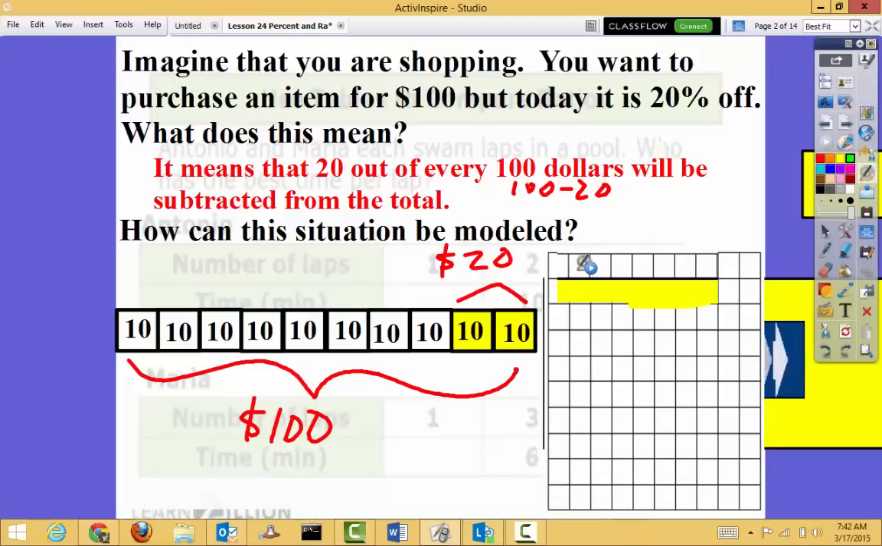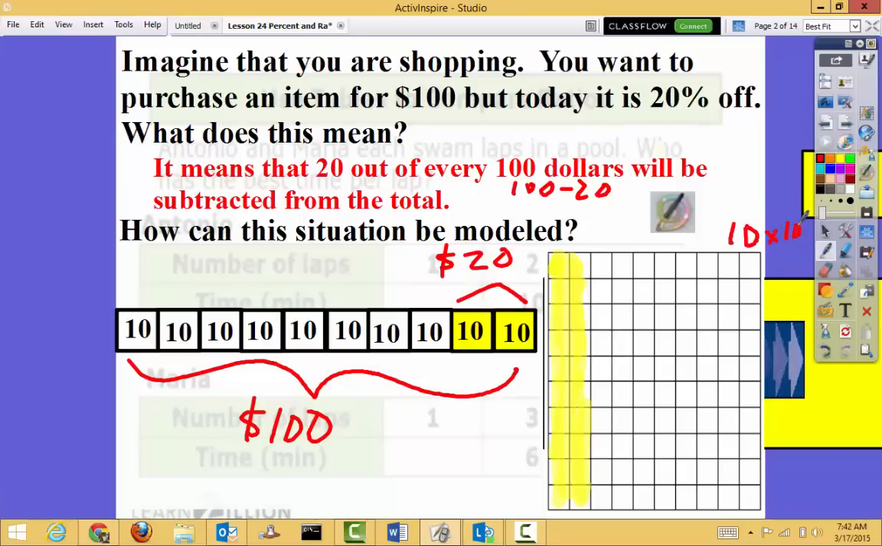So what will this look like? Well, that certainly didn't go the way I thought it was going to. So let's look at it this way then. I can have 1, 2, 3, 4, 5, 6, 7, 8, 9, 10. And here's another 20. So here, 20 of them are shaded in. How many total do I have? Well, I'm purchasing $100 worth normally. So it's going to be 10 times 10. And what does that equal? Well, that equals 100. So here I have 20 parts shaded out of 100. So both of these are models that show 20% off of 100.